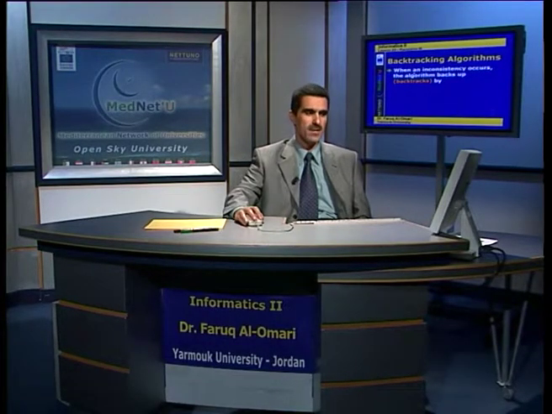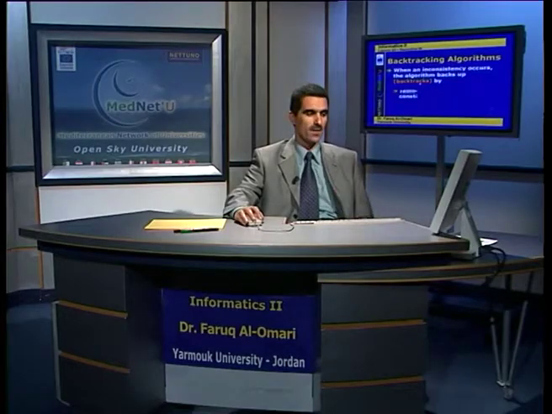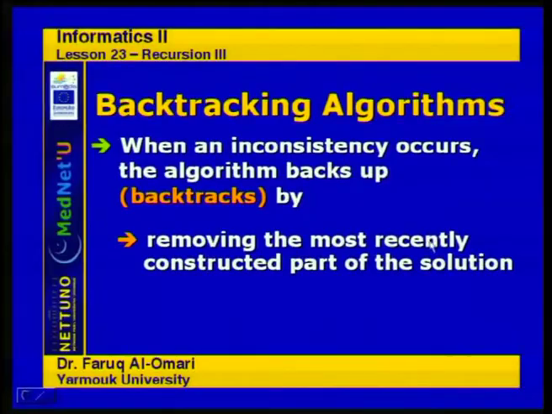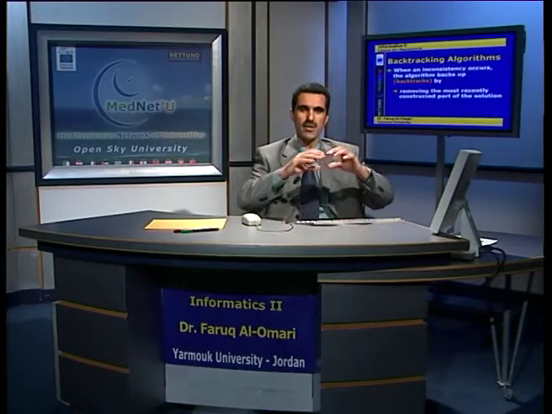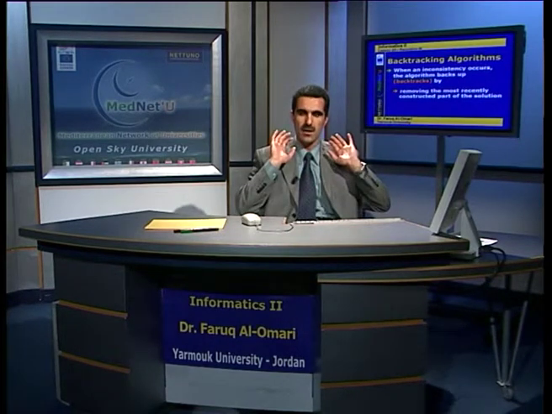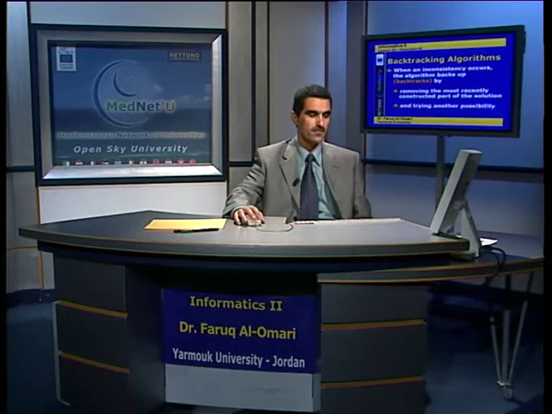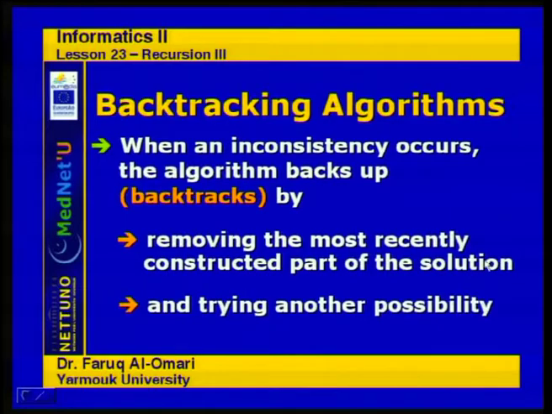When an inconsistency occurs, when there is a problem where I try to break the rules that I have, then the algorithm backs up. And that's where we backtrack. How do we back up? Well, by removing the most recently constructed part of the solution. This last portion that you have added to the solution has to be undone, and you try another possibility.